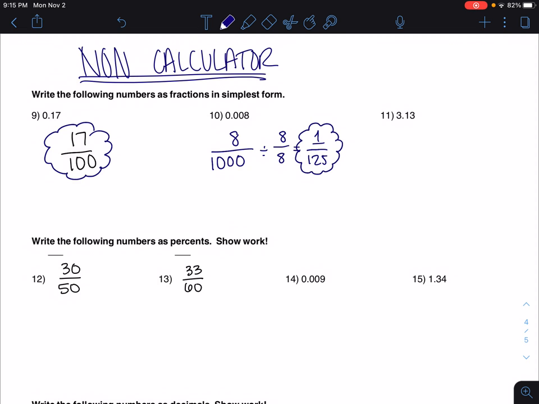For 3 and 13 hundredths, I'm going to have 3 and 13 over 100. This is as simple as it can possibly be, because 13 and 100 have nothing in common besides 1. So this is my answer here. So only one fraction to simplify in this first example.